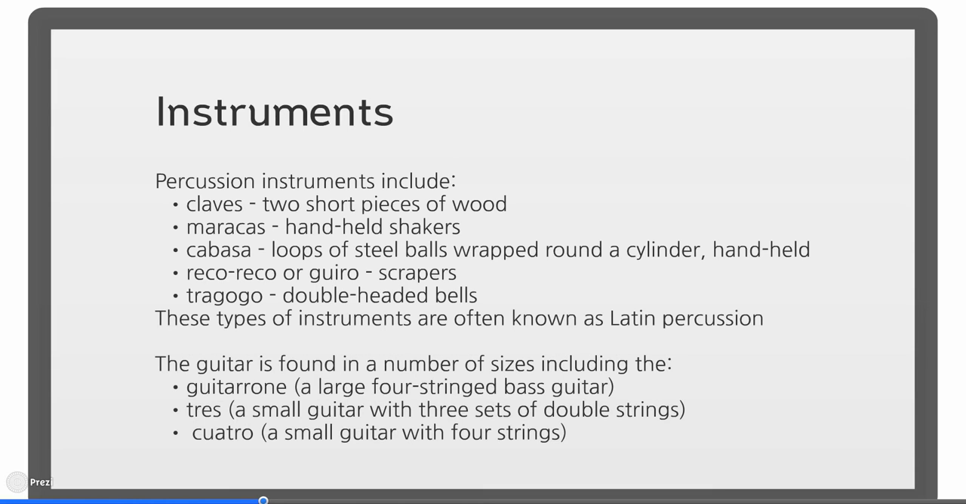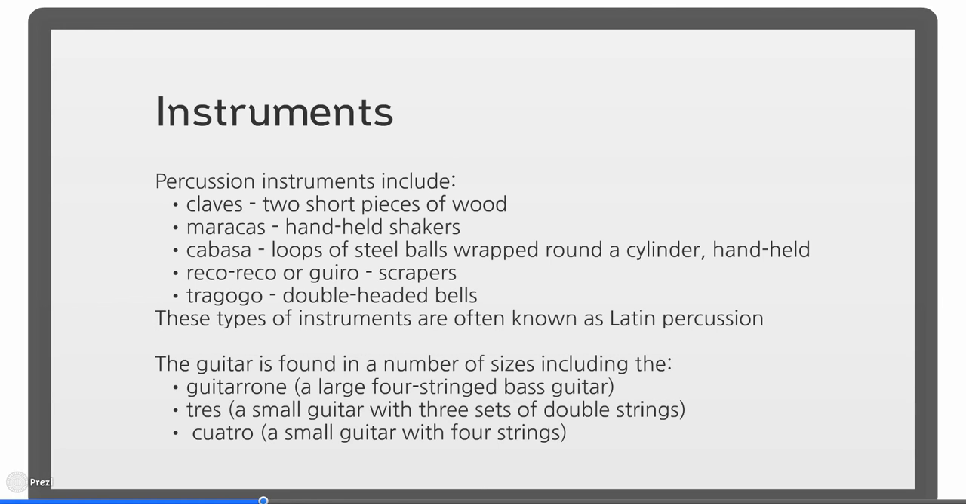Let's take a look at the percussion instruments, which include the graves or the two pieces of wood. The second one is the maracas or the handheld shakers. The third one is the capacitor or the loops of steel poles wrapped around the cylinder and held. The fourth one is the regoreko or the cuero, which is known as a scraper. The fifth one is the triangle or the double-headed bells. These types of instruments are often known as Latin percussion.